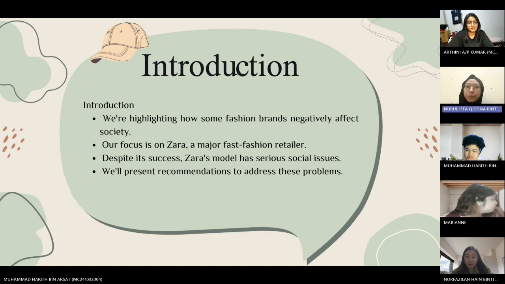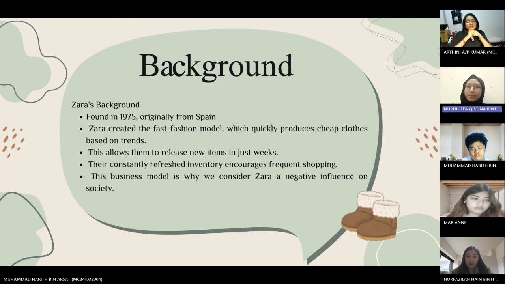Okay, so today we want to put up some facts on how certain fashion brands affect society negatively. For our speech, we'll be focusing on Zara, one of the brand retailers that is the center of fast fashion, having a model that is financially beneficial. Zara has heavy social association issues, and we want to show that following. So we will provide recommendations to address these challenges.